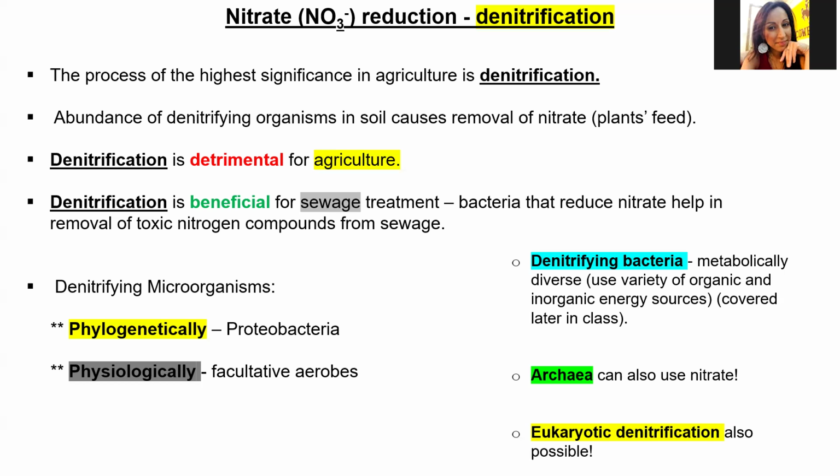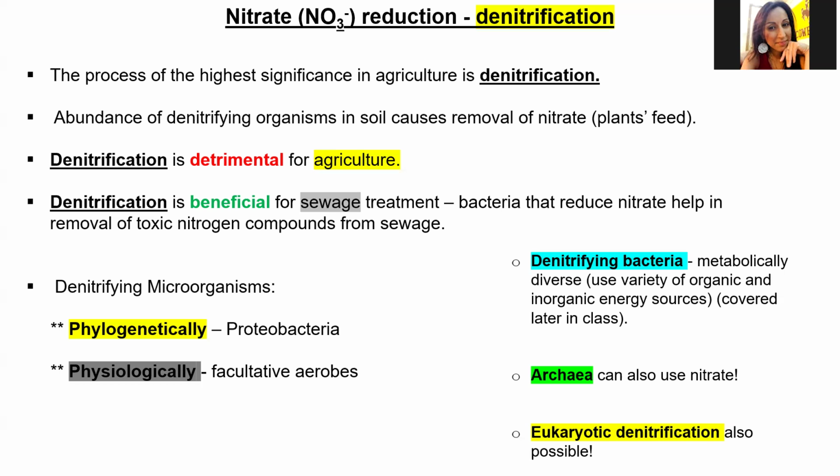So denitrifying bacteria are metabolically very diverse. What does that mean? It means that even though they respire NO3 minus, they can extract energy, those electrons that I mentioned, from a variety of organic or inorganic compounds. So they are anaerobes, they do anaerobic respiration, but in terms of energy, they will take electrons from many, many things that you give them. That's why we say they're metabolically very diverse. Archaea can also use nitrite.